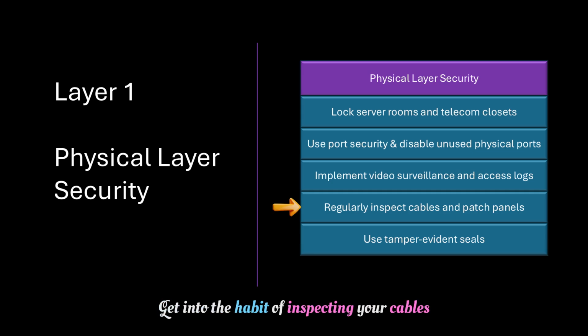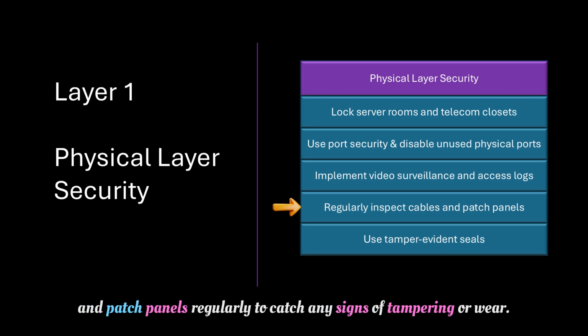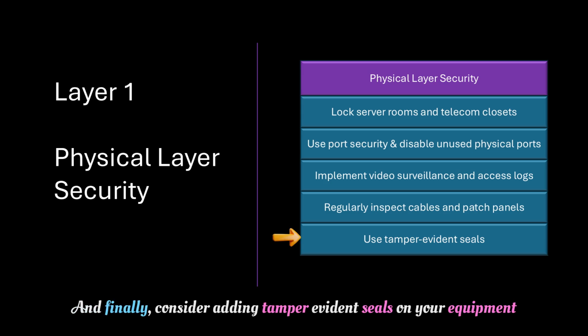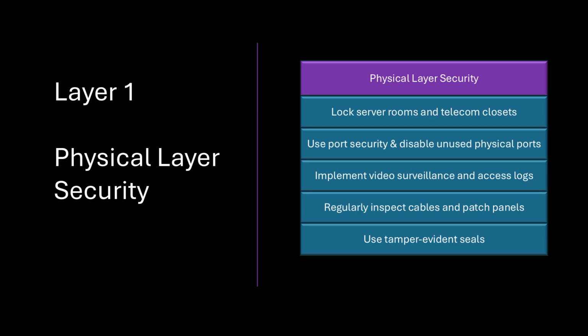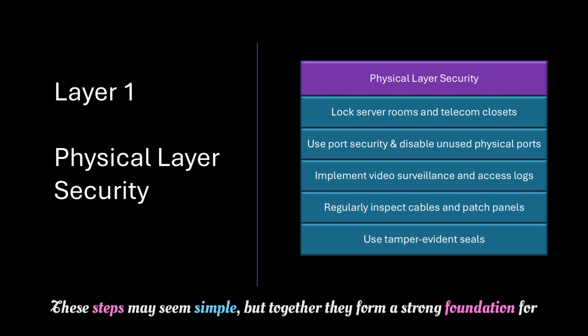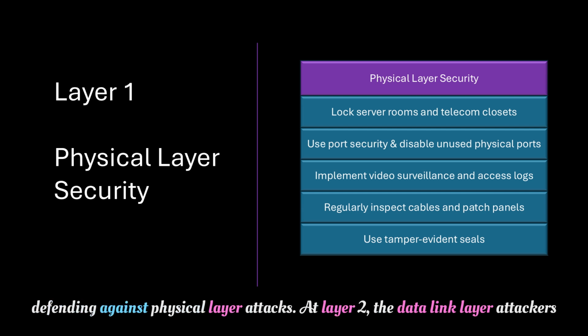Get into the habit of inspecting your cables and patch panels regularly to catch any signs of tampering or wear. And finally, consider adding tamper-evident seals on your equipment and enclosures to help you detect if someone's tried to interfere with your setup. These steps may seem simple, but together they form a strong foundation for defending against physical layer attacks.